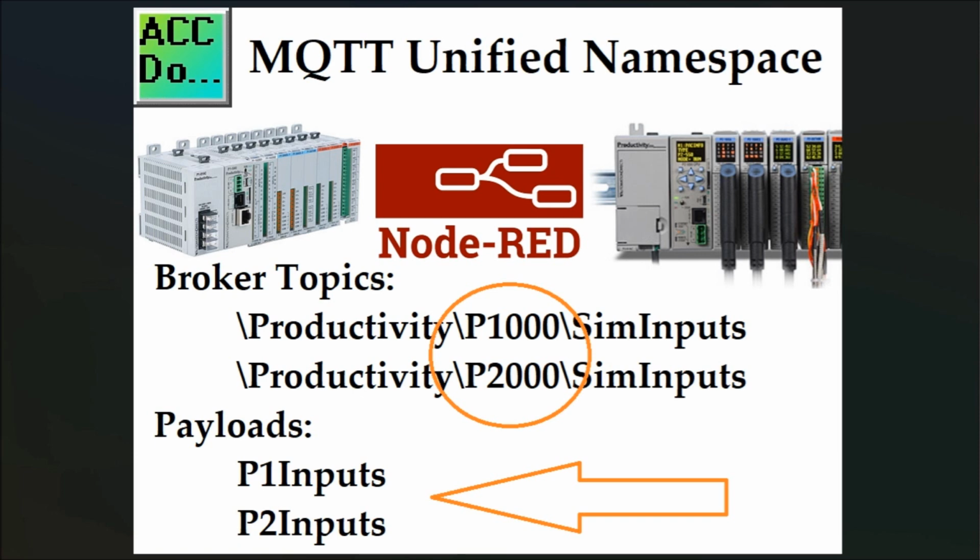Okay. So here are the parameters of our MQTT broker, and you plan your information for the network. Think about it in logical steps. So here we have the productivity machine, which is the P1000 or 2000, and then we have our simulator inputs, and then we have our payloads, which will be P1 inputs and P2 inputs. Now we don't have to prearrange to set all these parameters up. Once the information is set in the broker, it will be understood by the namespace.